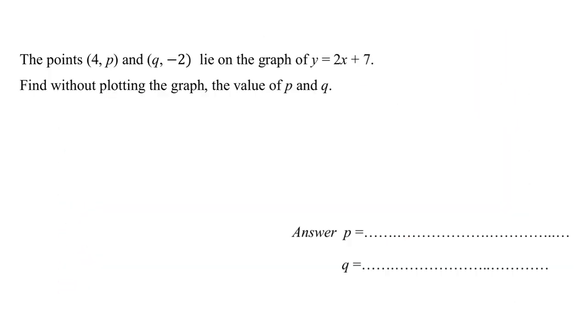Everyone, welcome to this video where we are given that the points P and Q, negative 2, the coordinates, lie on this graph y equals 2x plus 7. Find, without plotting the graph, the values of P and Q.